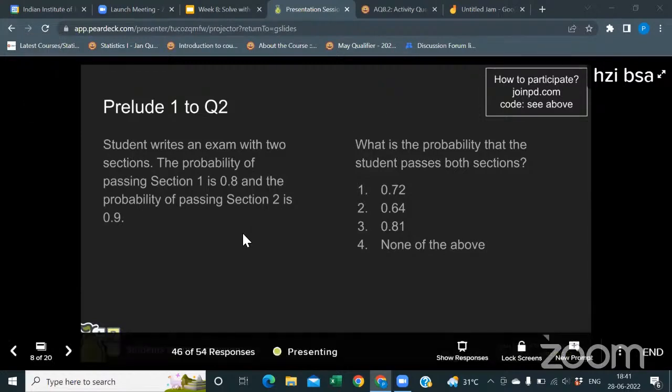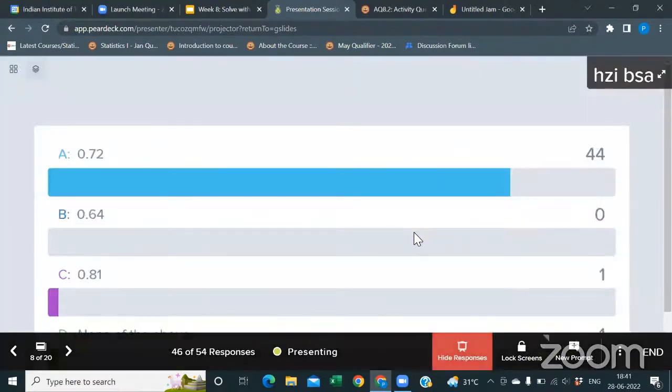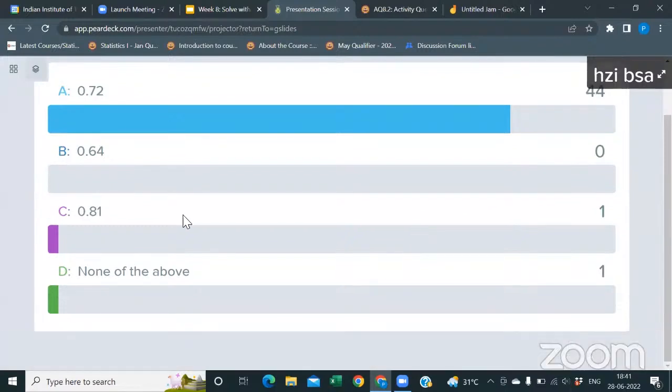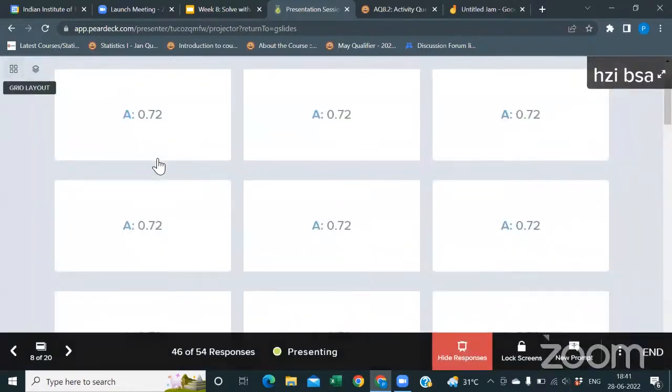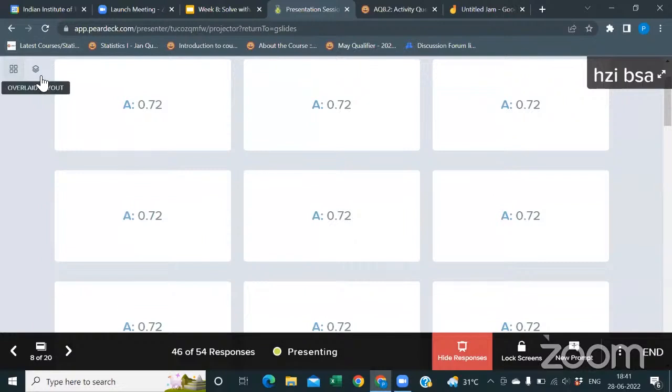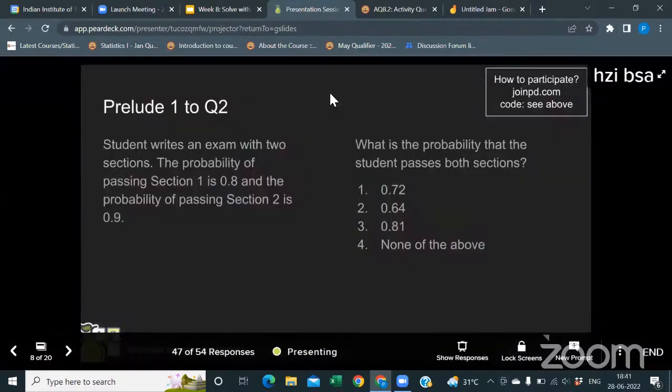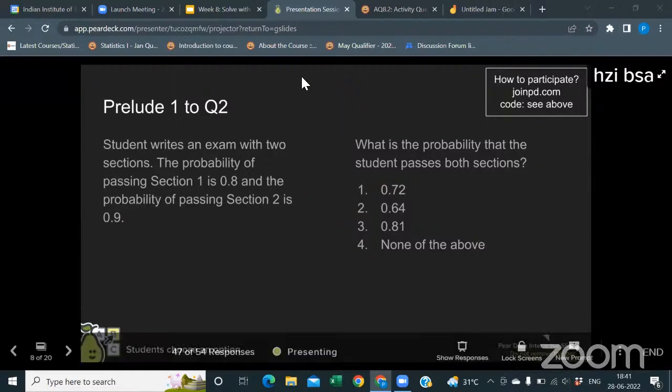Okay, so I think we can move on. Let me see the responses first from your side. 44 people are saying 0.72 and only one person is saying none of the above. Who has entered none of the above? Feel free to tell us.